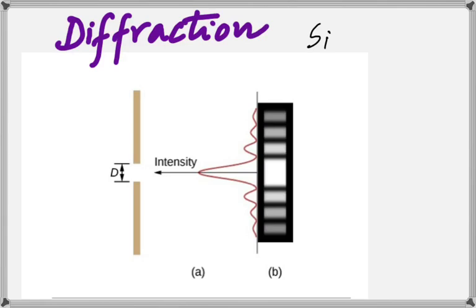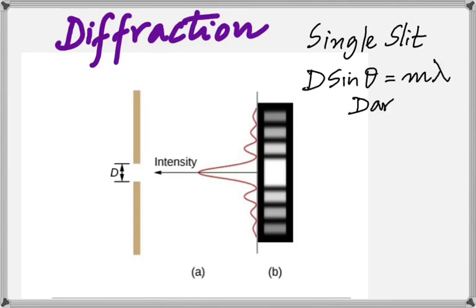What is equal to m lambda? Caps D, and that's why I'm using caps D. All the textbooks use caps D, so you don't get confused. Caps D sine theta is equal to m lambda is the condition for darkness.